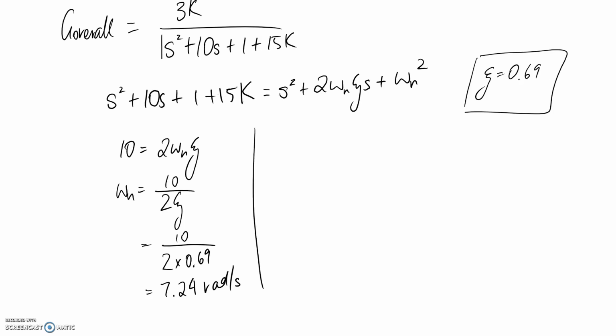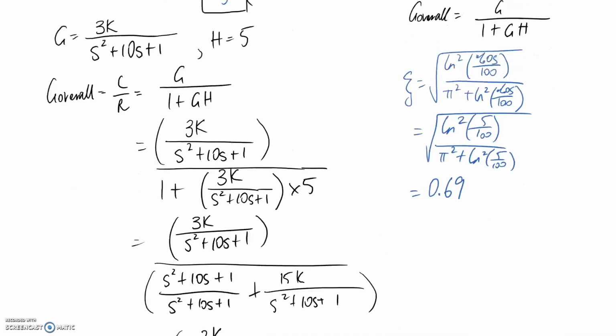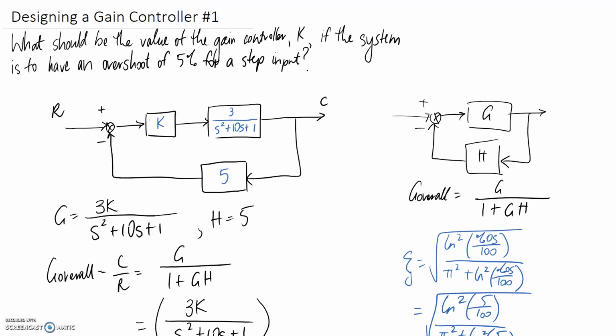So now what we can do is look at the constant terms that we have. So we've got that 1 plus 15k, all right, that's a constant, has to be equal to omega n squared on the other side here. So now that we've pre-worked omega n squared, we should be able to solve for k. All right, so subbing in, this works out to a k value of about 3.433. All right, so that means that if we scroll back up to our system, if we're able to design this block in here to be 3.44, what we should observe is an overshoot of 5%.